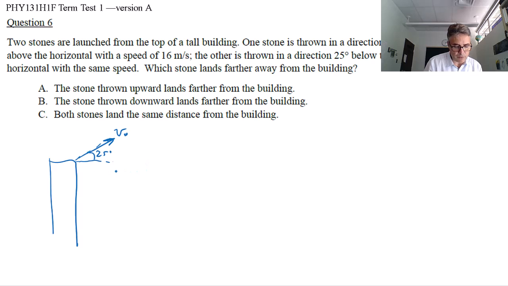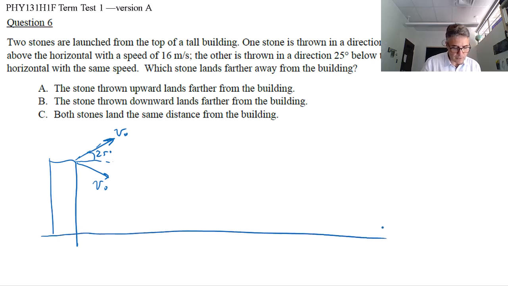And the other is thrown 25 degrees below the horizontal, V0. Which stone lands farther away from the building? So I think what's going to happen here is that for this one, V0y is going to be negative V0 times sine of 25 degrees. And here, V0y is going to be plus V0 times sine of 25 degrees, right?